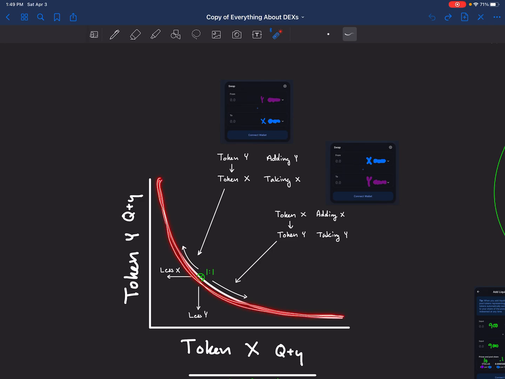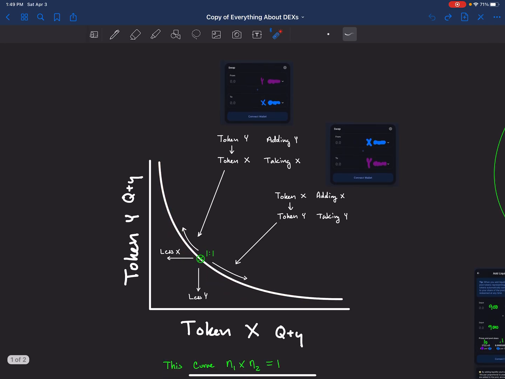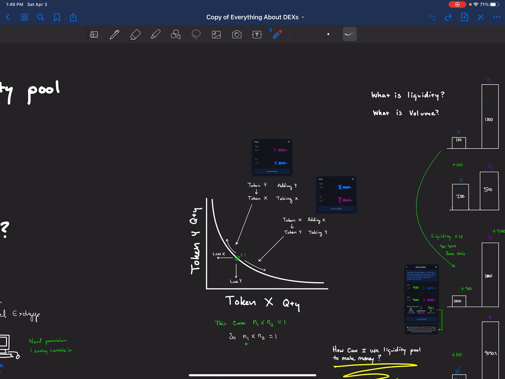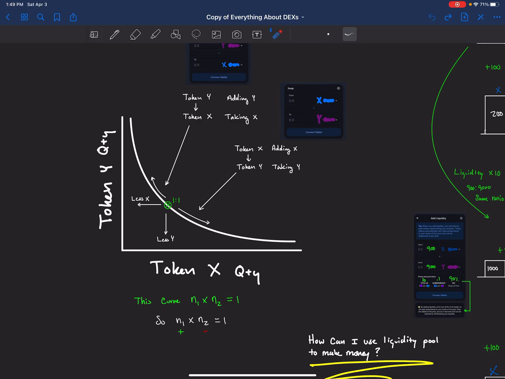The curve really starts wherever someone who seeds this initially provides liquidity. Whoever first creates the liquidity creates the ratio. But we're going to say that we start with 1 to 1, right? So this curve is token 1 times token 2 equals 1, right? So that when you have 1 of token Y and 1 of token X, you'll get 1 of token X, right? So if you add this, it has to subtract this in order to maintain this ratio. And basically this 1 is a constant. It's just a number.